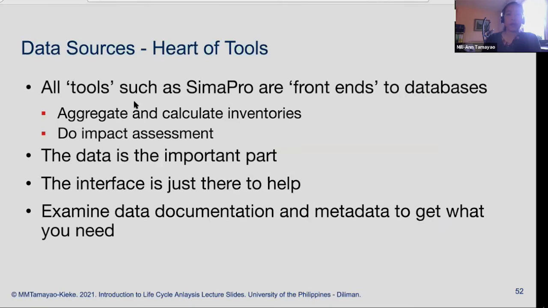Please remember that the data sources are the heart of the tools. So all tools such as SimaPro or GaBi are just front ends to the databases. And these software aggregate and calculate the inventories and, of course, perform impact assessment. But the data is the important part. The interface is there to help you visualize, organize information, present results, etc. But you have to examine the data documentation and the data to get what you actually need.